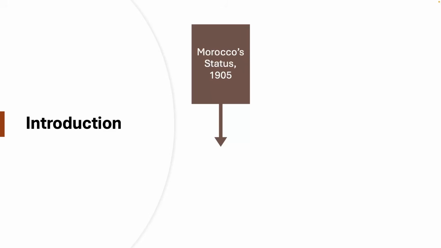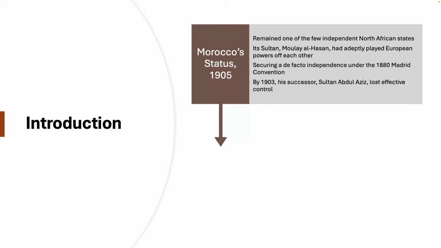So let's begin firstly by thinking about Morocco. Morocco is a country in North Africa, and in 1905 it remained one of the few independent North African states. Its Sultan, Moulay al-Hassan, had adeptly played European powers off each other and was able, at the 1880 Madrid Convention, to secure what we call de facto independence.